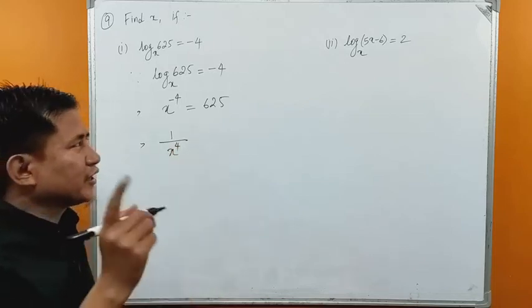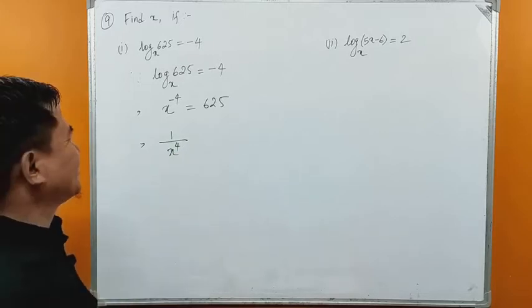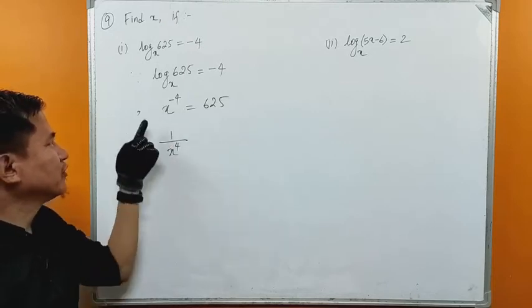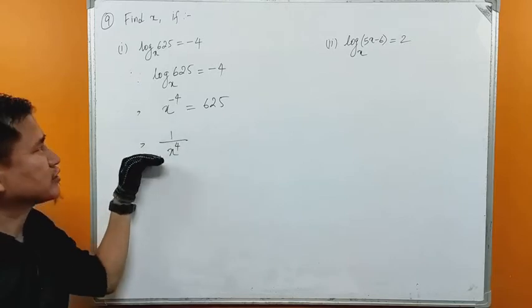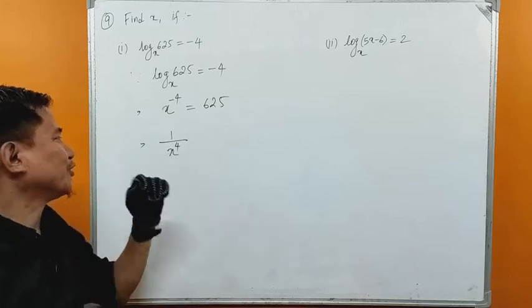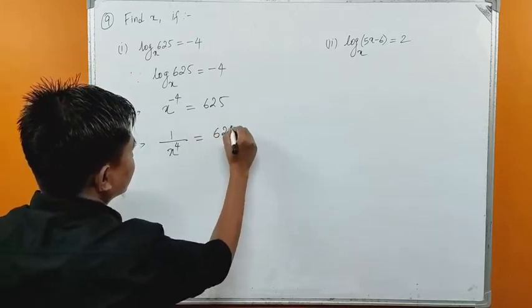Chapter 7. If you have not watched that video, please find the playlist, okay, and do watch that. The rules of indices: x to the power minus 4, the power of this number is negative. So if we bring this number down to the denominator, the sign of the power changes to positive. Now this is 625, isn't it?